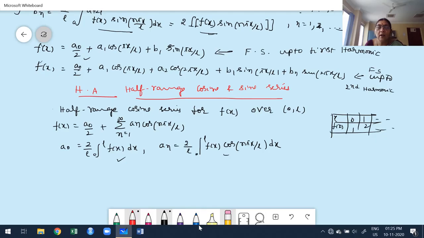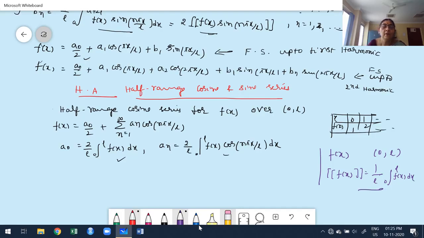Now observe carefully here, f of x is defined over the interval 0, L. Therefore, the mean of f of x is nothing but 1 by b minus a. What is b minus a? It is 1 by L integral 0 to L f of x dx. Therefore, from this formula, what is my a naught? A naught is nothing but 2 times 1 by L integral 0 to L f of x, which is the mean of f of x, or the average of f of x.